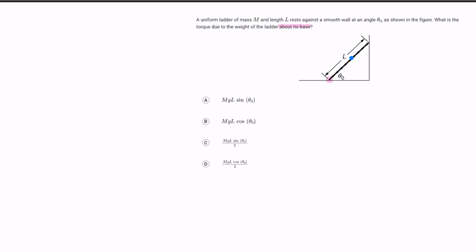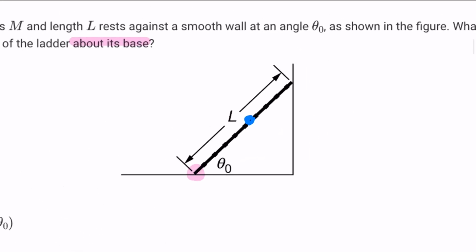So we're going to point at this center point on the ladder, and we're going to say that there's some force due to gravity, and let's zoom in here a little bit. We're going to say that there's some force due to gravity downward, and that force due to gravity downward is going to be equal to mg, where m is the mass of the ladder and g is the acceleration due to gravity.